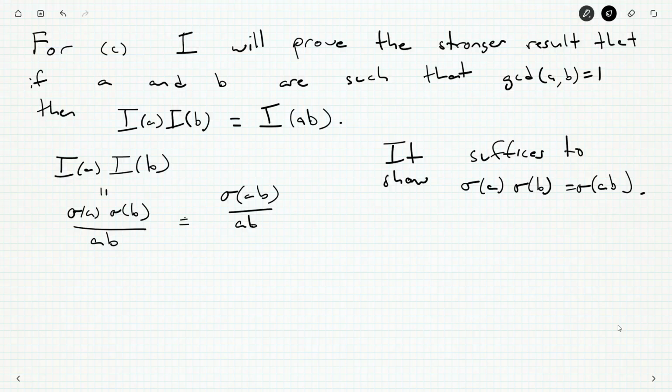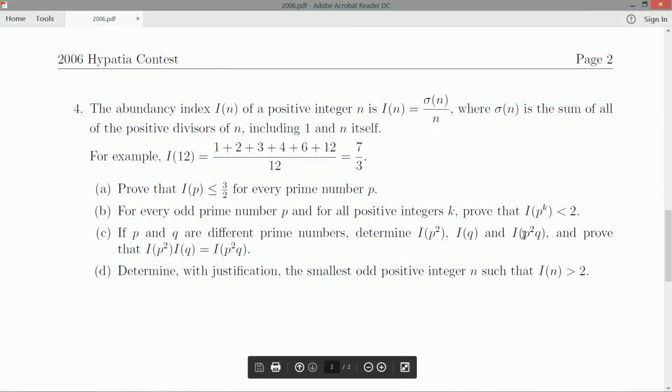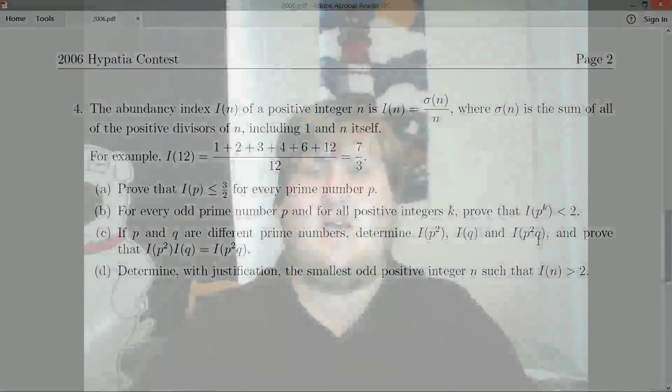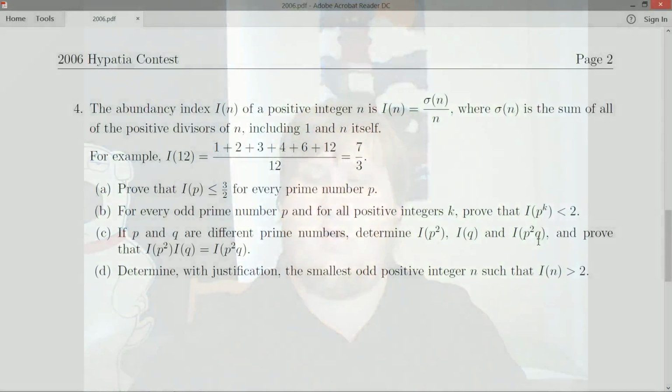And of course, if I fail in doing this, or if I get stuck and I think I'm going to run out of time, I can just work out I of p squared q. It's going to have factors of 1, p, q, pq, p squared, and p squared q. It's only going to have 6 factors. So it won't be that hard to add it up and undo everything. And the idea is that we're going to factor things out.